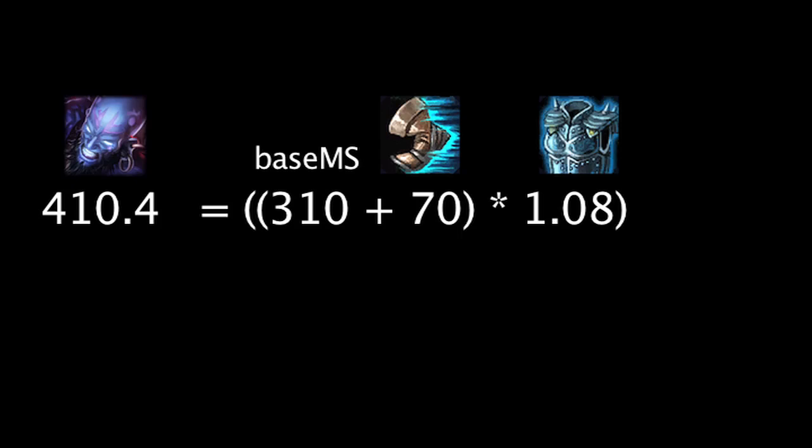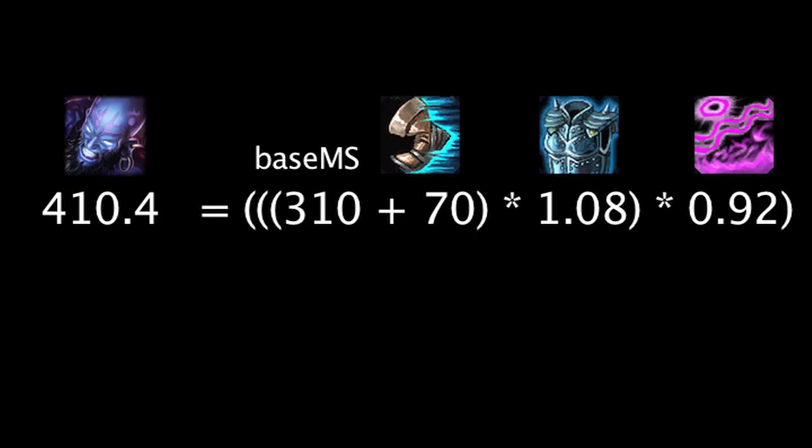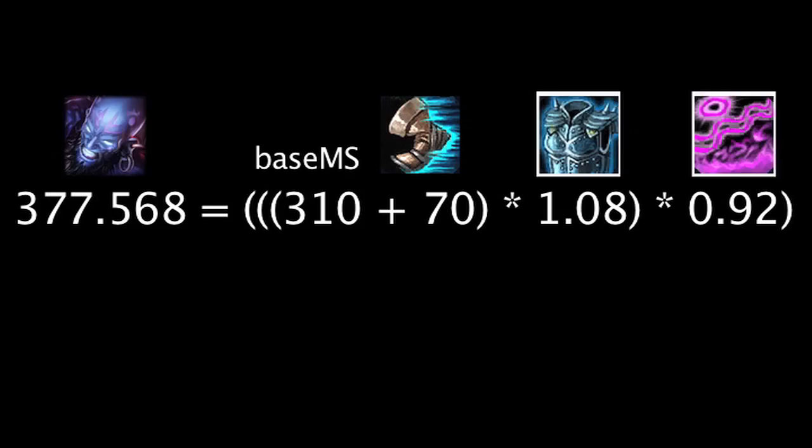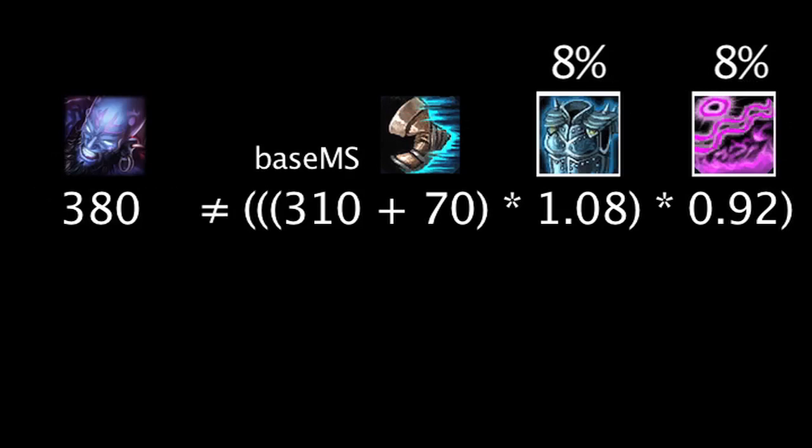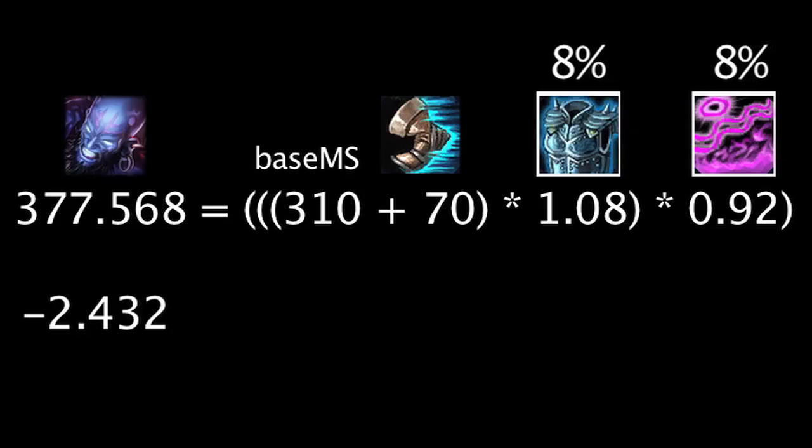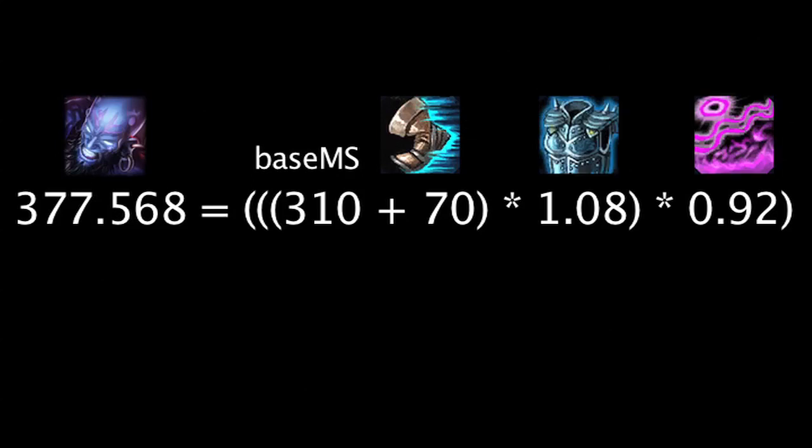So at this point in time, Ryze's movement speed is 410.4. If he is hit by a level 1 champion with the Blessing of the Lizard Elder buff, which results in an 8% slow, his movement speed will decrease to 377.568 units per second. One important thing to note is that even though the bonus percentage and the slow percentage were both 8%, Ryze's movement speed did not remain at 380. There was in fact a decrease of 2.432 units per second. This is because all movement speed bonuses are applied before slows are applied. This is why in the above example there is a decrease in movement speed. To put it simply, since the bonus percentage is applied before the slow percentage, the slow percentage has a greater value to affect than the bonus percentage does.